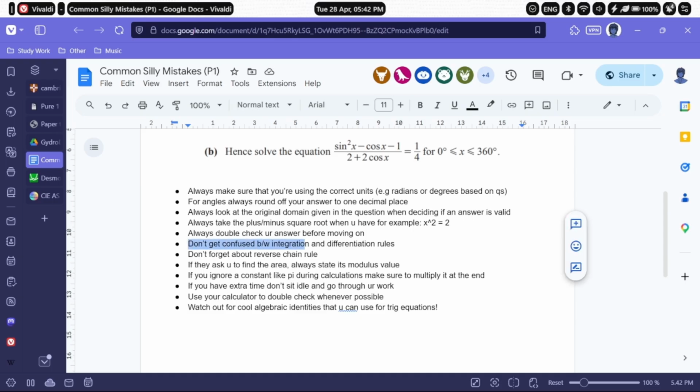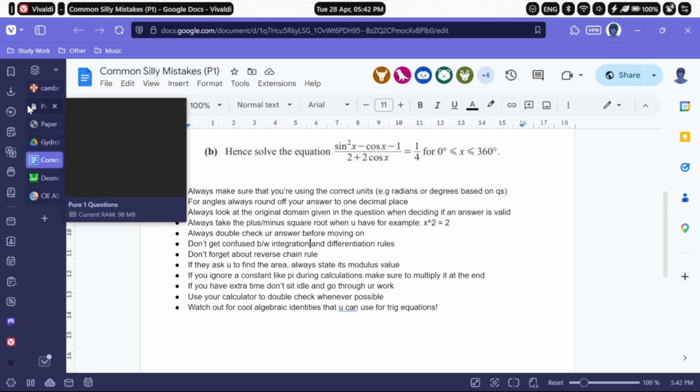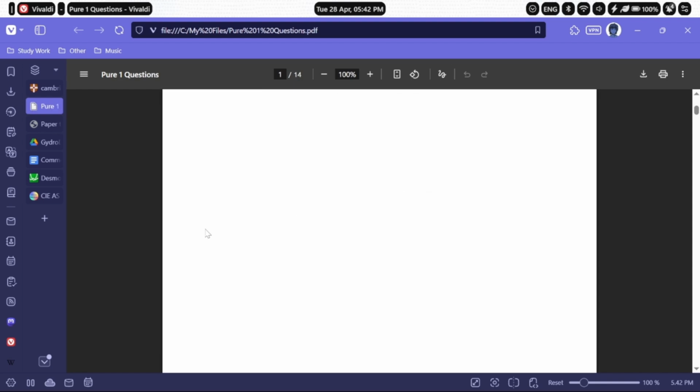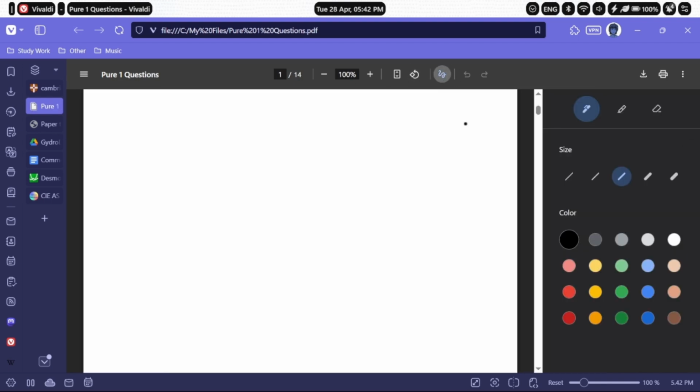You can use that to double check your answers. Another thing, please don't get confused between rules for integration and differentiation. Another thing is reverse chain rule. So, for example, I'll just write it over here. I'll go through this after I'm done with the silly mistakes.